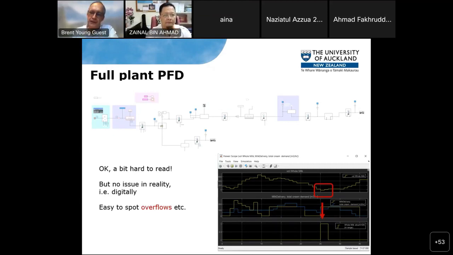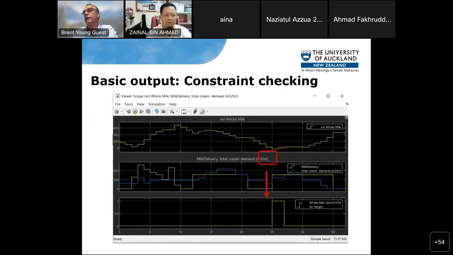I guess this is really current technology. Nothing researchy about it, but it demonstrates the utility of visual twins to the managers in this case. There's such things as constraint checking. Here, looking at in real time, whether there is a problem or not.